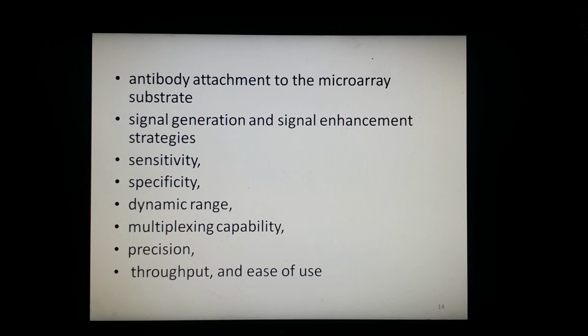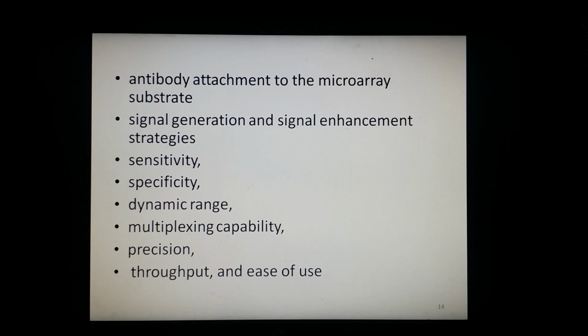Much effort has been expended in optimizing antibody attachment to the microarray substrate, and finally various signal generation and signal enhancement strategies have been employed in antibody arrays, including colorimetry, radioactivity, fluorescence, chemiluminescence, quantum dots and other nanoparticles, enzyme-linked assays, resonance light scattering, tyramide signal amplification, and rolling circle amplification.